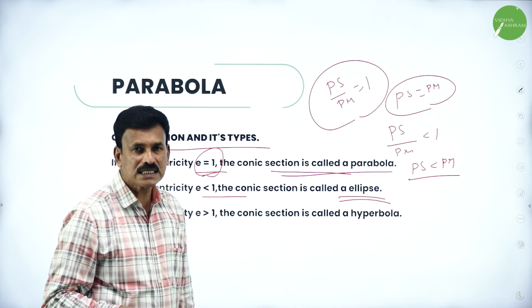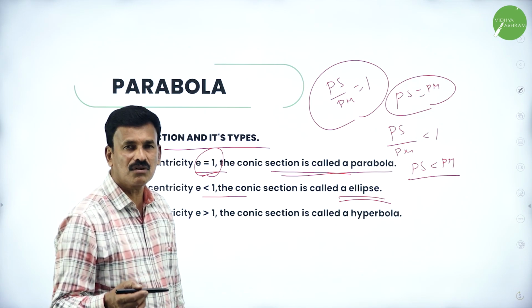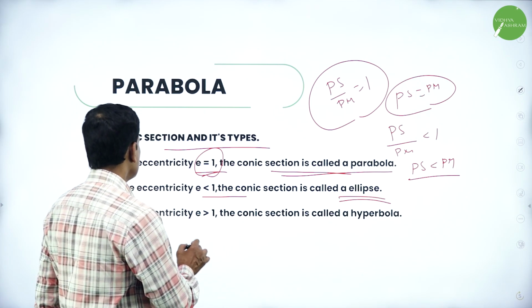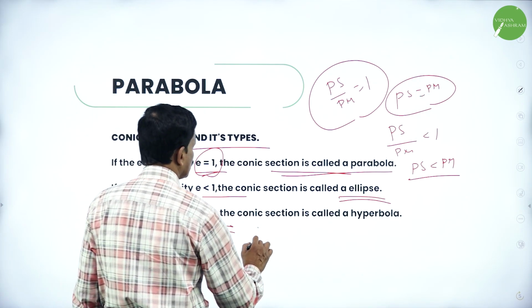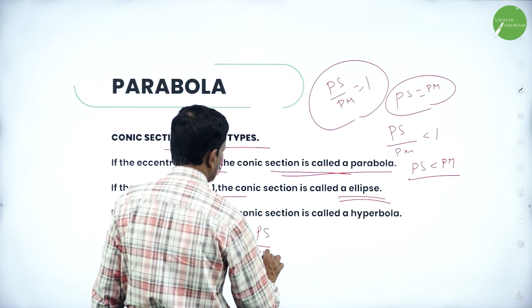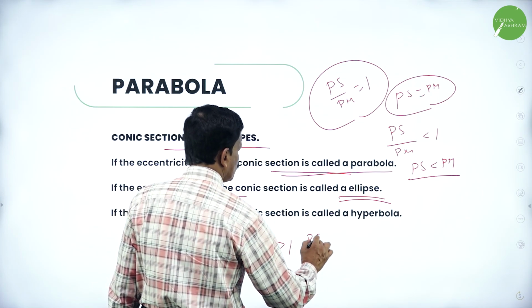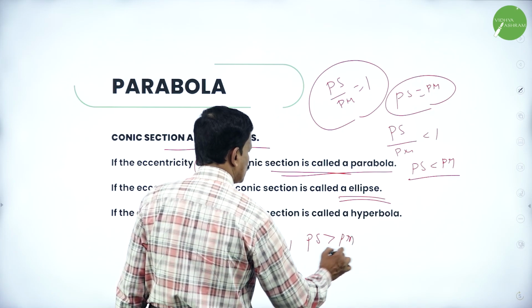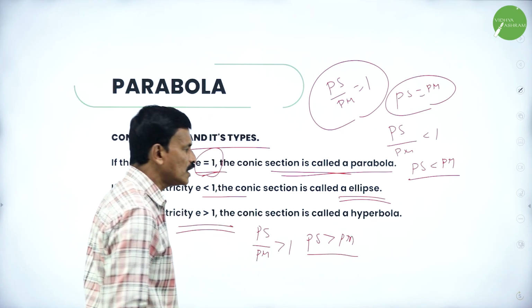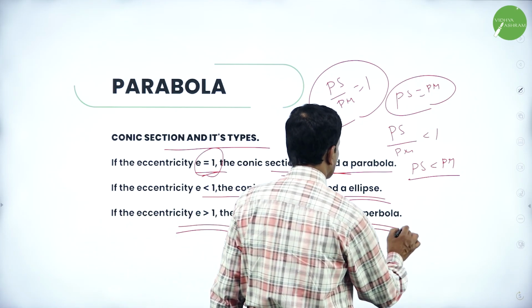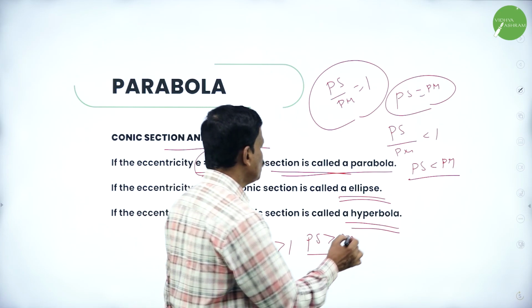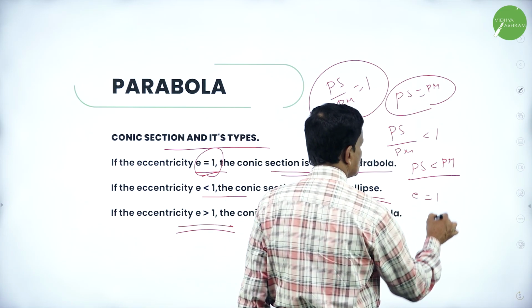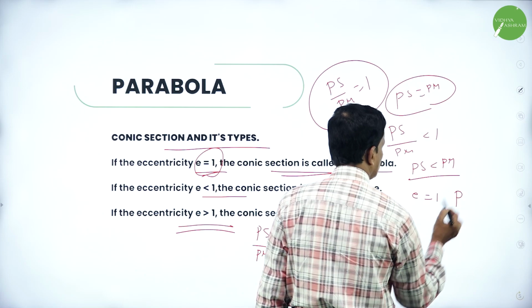If the eccentricity is less than 1, then the conic is called an ellipse. Suppose the eccentricity is greater than 1, that is PS by PM is greater than 1, PS is greater than PM, then the conic is called a hyperbola. If the eccentricity is equal to 1, then it is called a parabola.